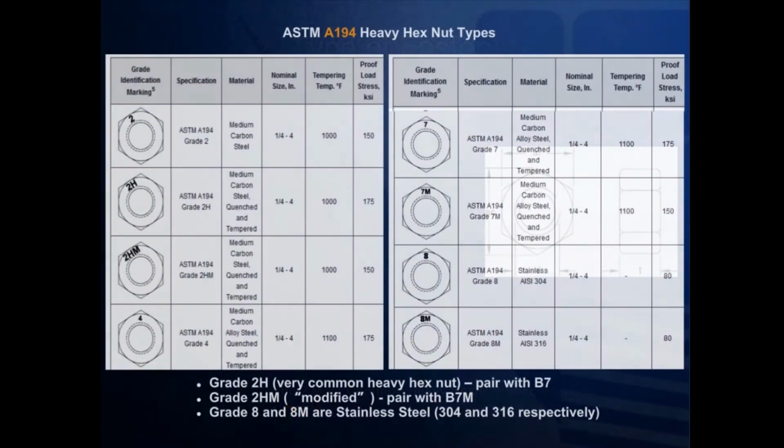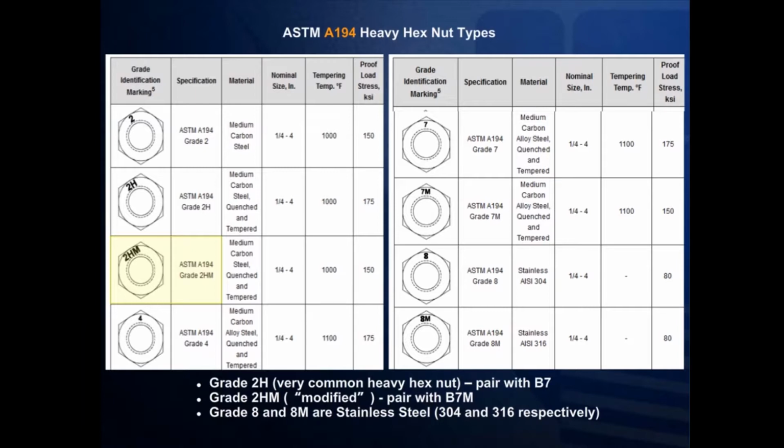This chart includes several of the different grades and their corresponding markings that fall under the ASTM A194. Let's focus on grade 2H, 2HM, grade 8, and grade 8M. As previously mentioned, grade 2H is the grade of nut that is to be used with B7 studs, and is also an acceptable nut for A325 structural bolts. However, to get a grade 2HM, you must reheat treat the nut. The M in this case means modified.